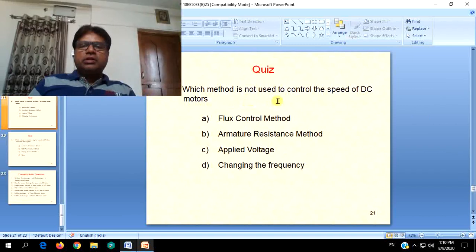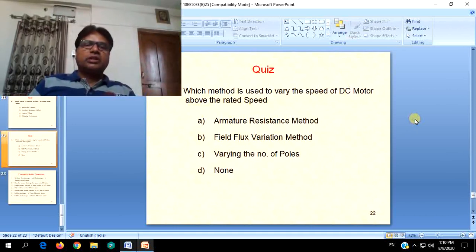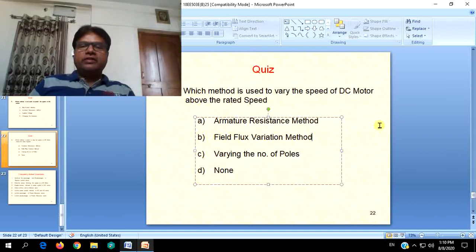Which method is not used to control the speed of DC motors? Changing the frequency. Obviously, the frequency changing method is suited only for AC motors, particularly for induction motors. Which method is used to vary the speed of a DC motor above the rated speed? As we have just discussed, it is the field flux variation method, or flux method, field control.